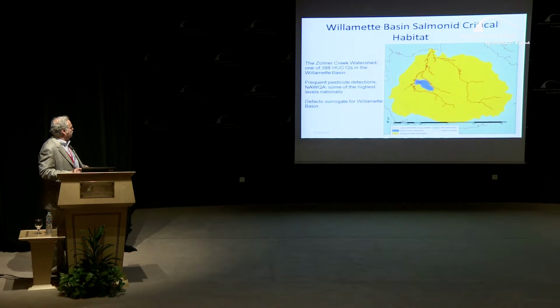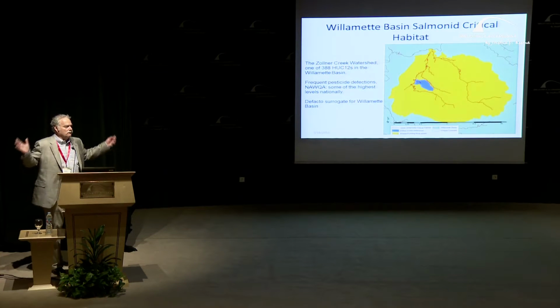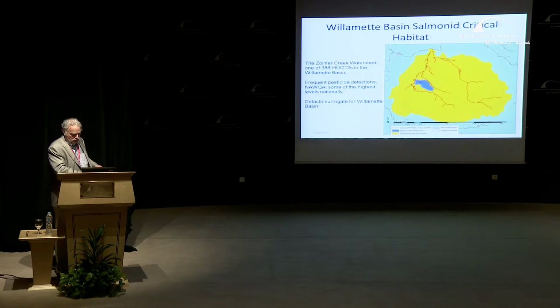And we chose it because there's been frequent detections of pesticides in this watershed, and it's been used by conservation biologists. This small watershed, because it's been monitored so extensively, has been used by conservation biologists. The numbers that have come out of this watershed are used to imply that these concentrations are found throughout the Willamette Valley and Oregon habitat for salmon.